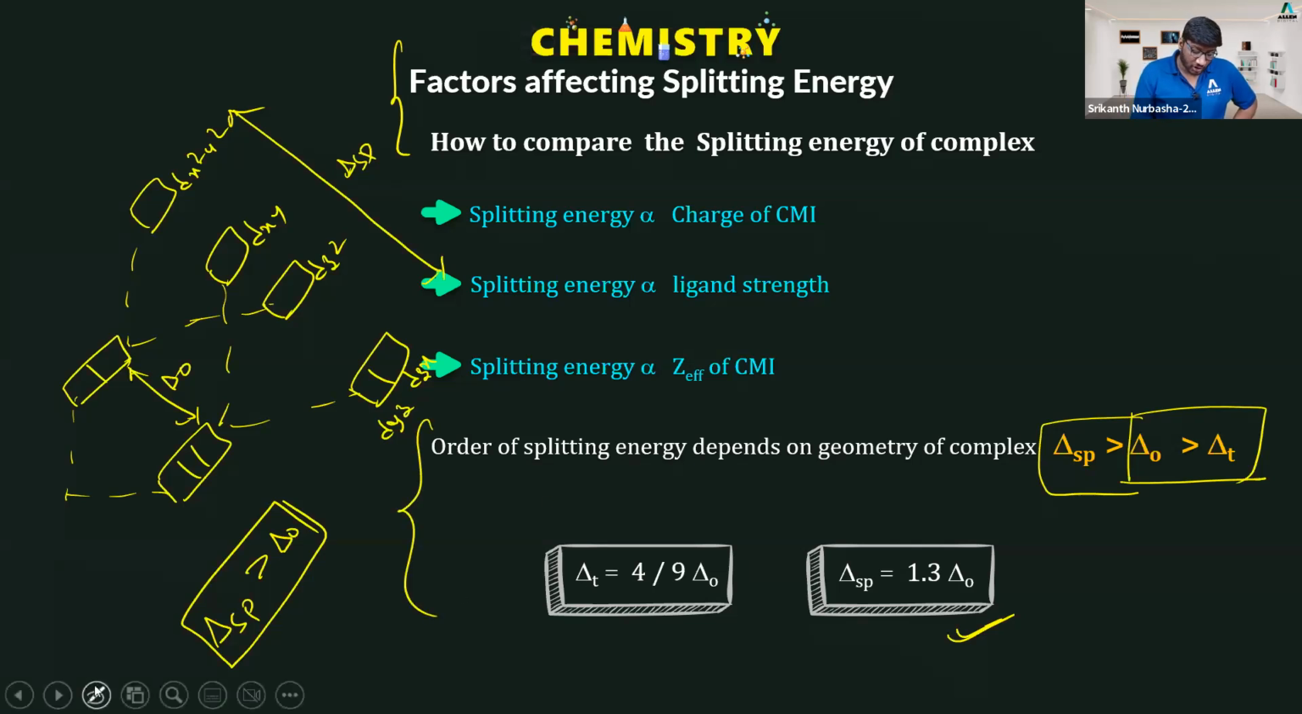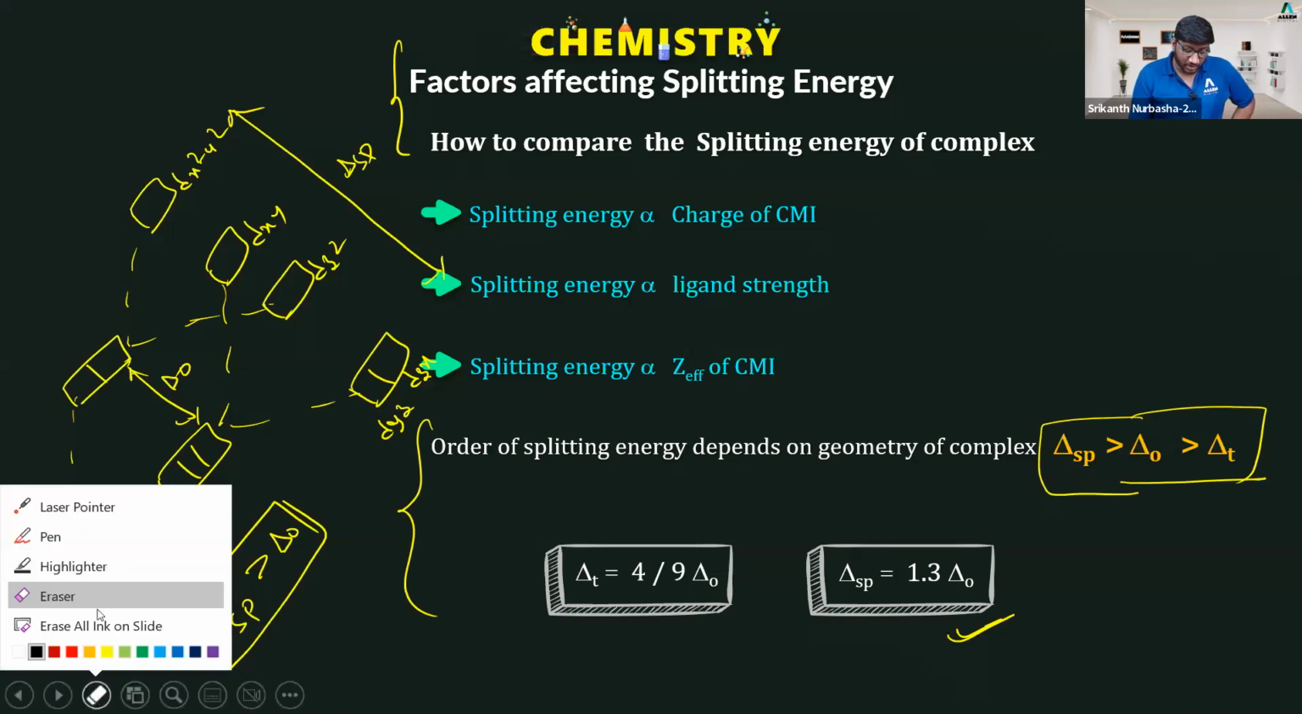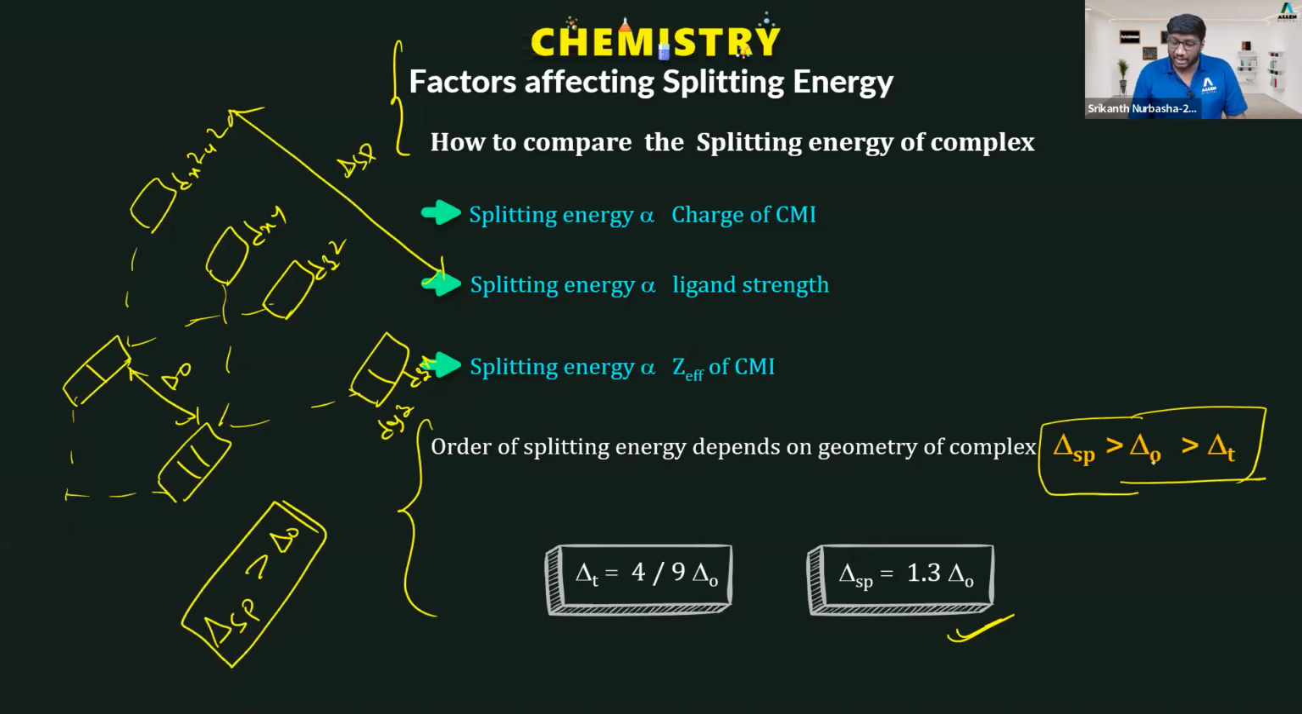Order of splitting depends upon geometry. Write down these points. Square planar splitting will be highest, then octahedral splitting, then tetrahedral splitting. The splitting in tetrahedral would be 4/9 times that of the splitting in octahedral. Splitting in square planar is 1.3 times that of splitting in octahedral. And splitting energy is directly proportional to the charge of the central metal ion, directly proportional to ligand strength, and directly proportional to the effective nuclear charge of the central metal ion. All of you note down these points.